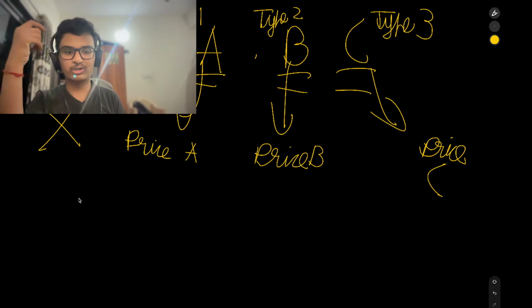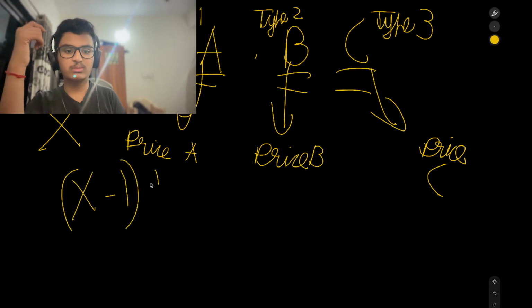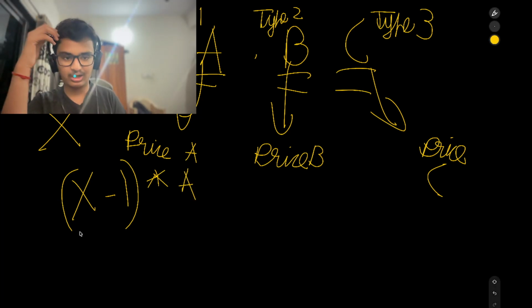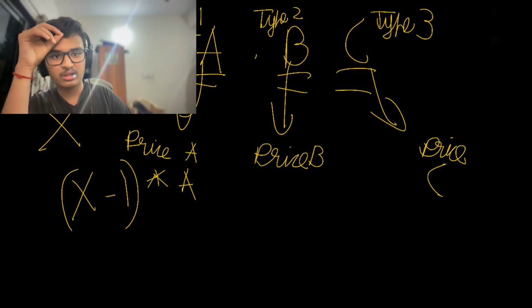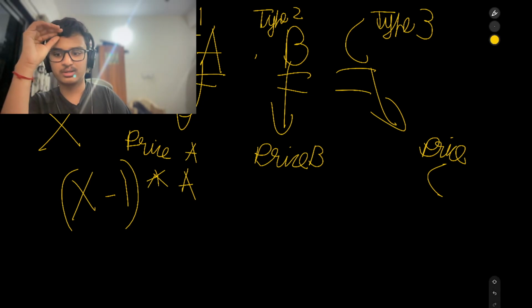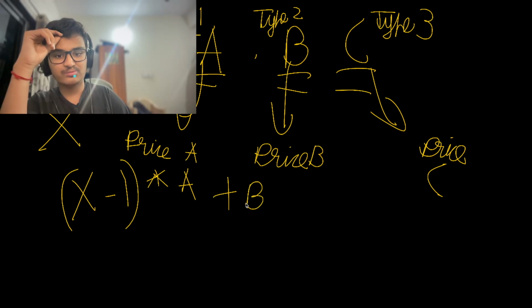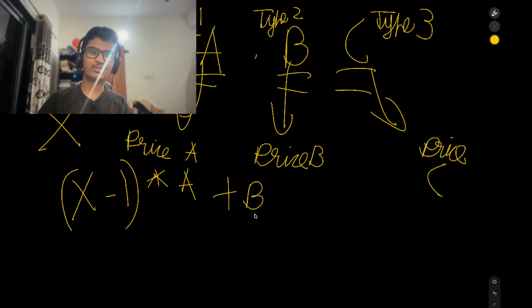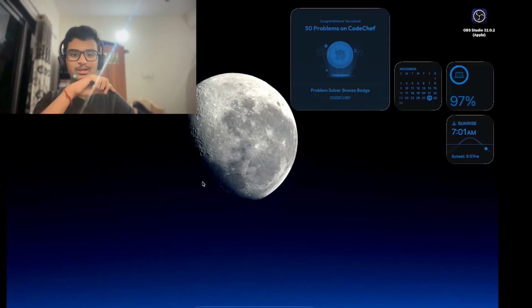So what would the solution for this be? X minus 1 into a. That's the price of a, right? So a is the price of type 1, as I have mentioned here, and type 2 plus the price of b. But another caveat that I have noticed here is the input is not sorted. So A can be greater than B, or B can be greater than A, right?